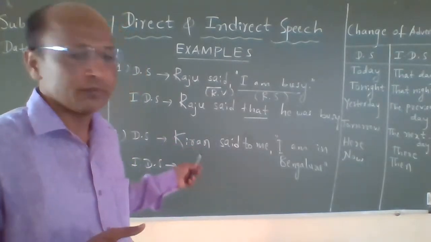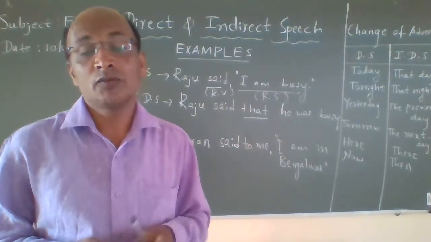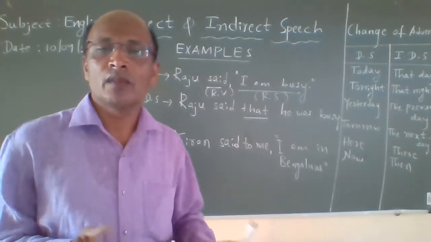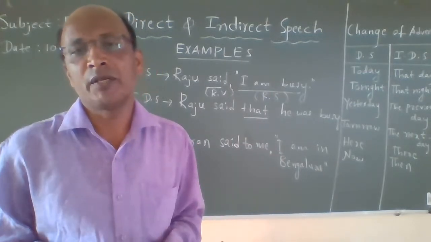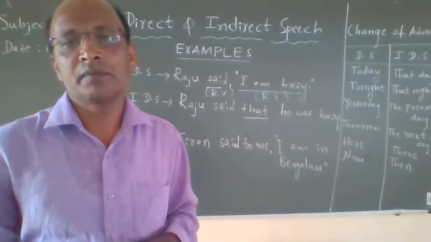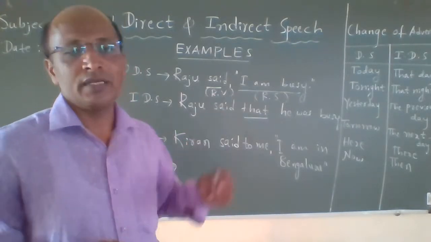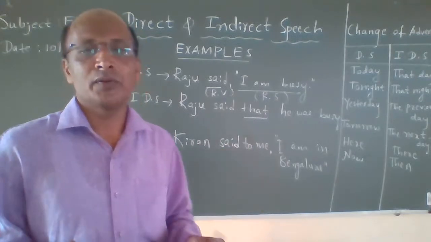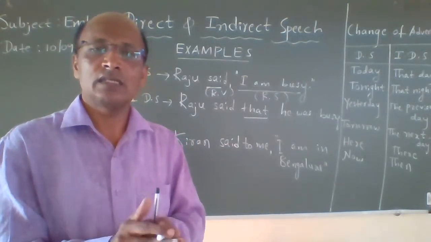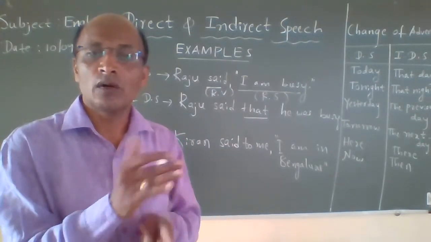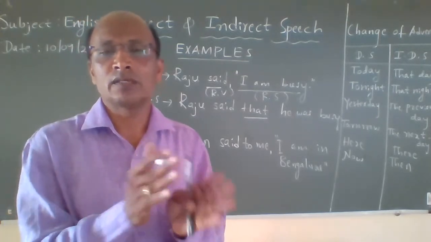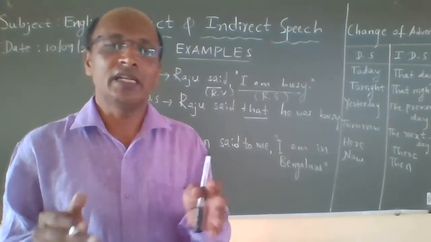See, let me tell you one more time. How should we change from direct speech to indirect speech? When it comes to the second example, let me tell you one more time. Kiran said to me, I am in Bangalore. This is changed to he was in Bangalore. Kiran told me that he was in Bangalore. This is indirect speech.